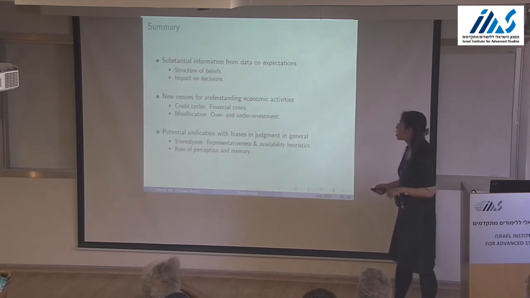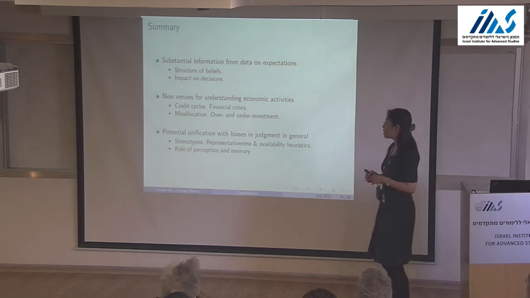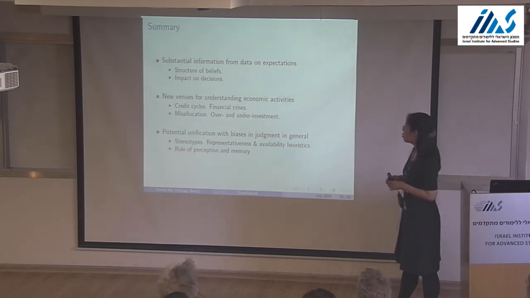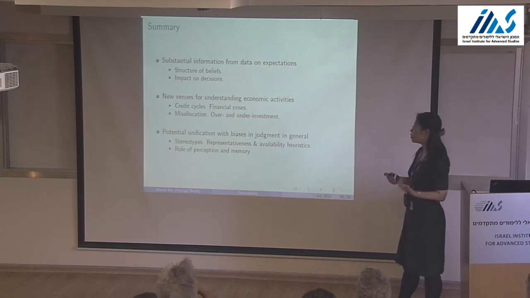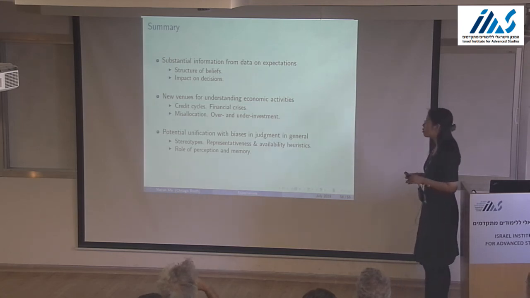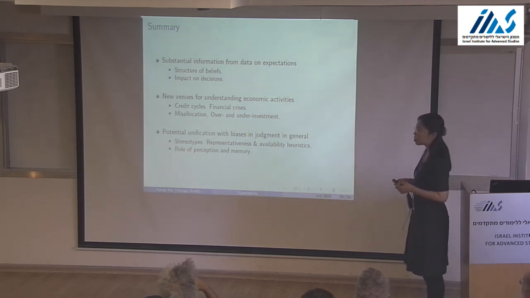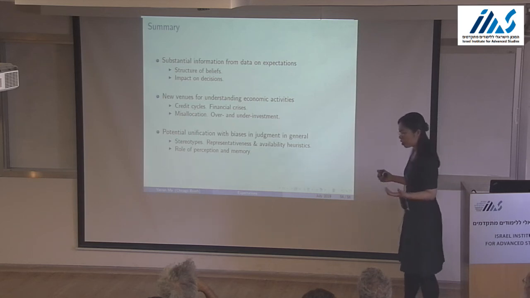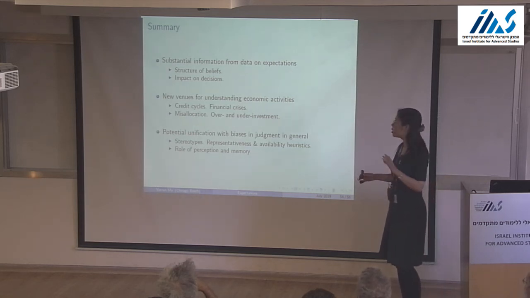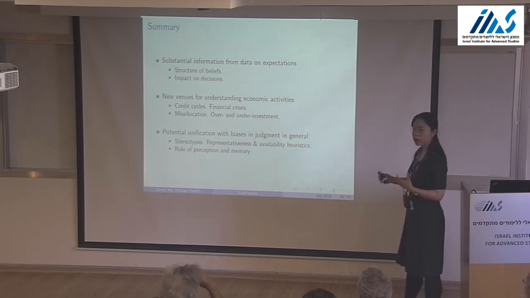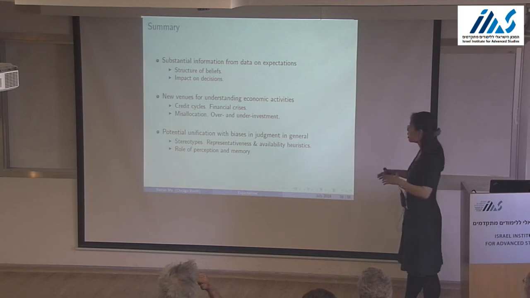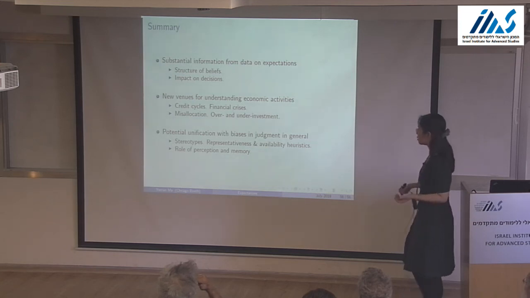So overall, I think over the past many years and with the effort of many research papers, we've learned that there is substantial information from the data on expectations, both helping us understand the structure of the beliefs and the impact of beliefs on decisions. Of course, as we see, there's a lot more work to try to understand the impact of biased beliefs in different settings. What does it depend on? How to isolate the impact of the bias component as opposed to the overall expectations.